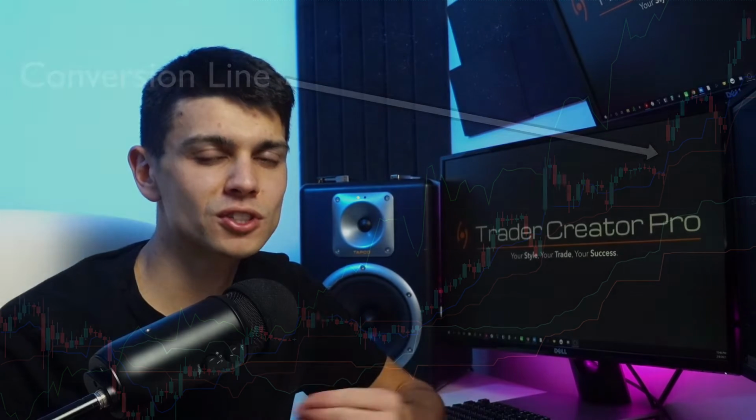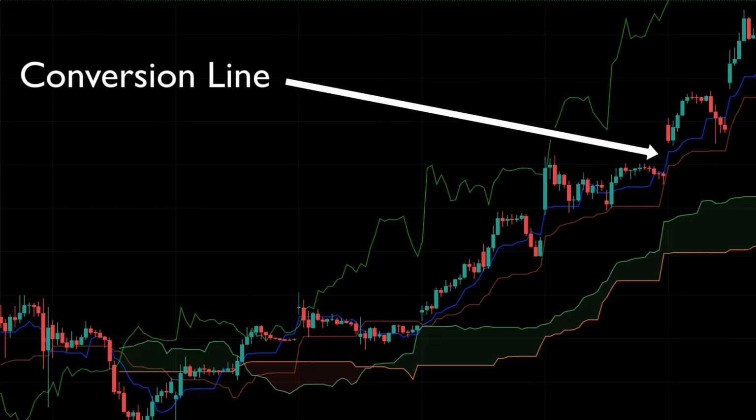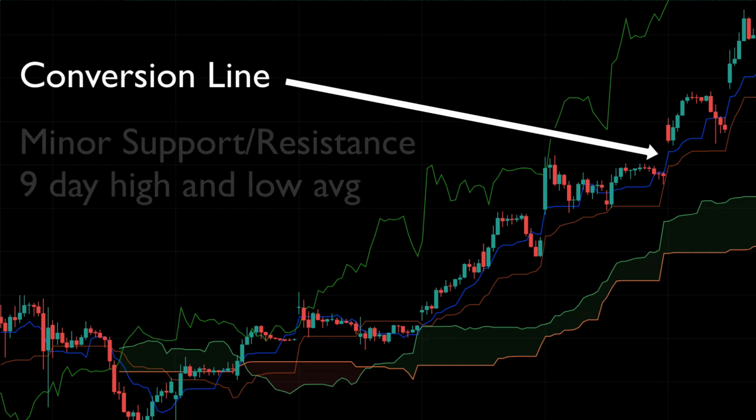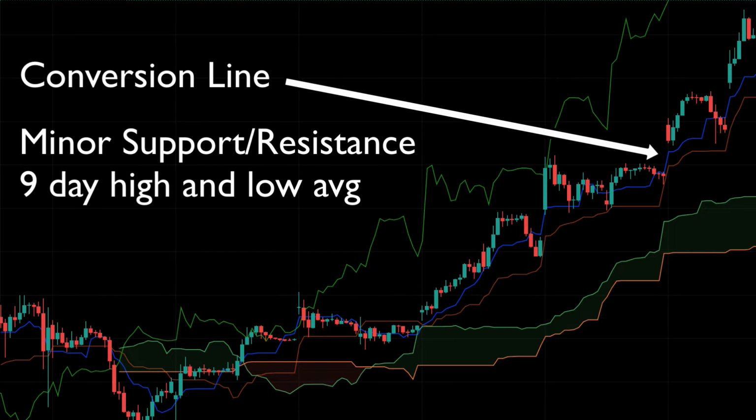First is the conversion line. This is a lot like a faster type of moving average. It follows the candles the closest. It gives us minor support and resistance levels with the trend. It is calculated by using a 9-day high and adding it to a 9-day low and then dividing it by 2.